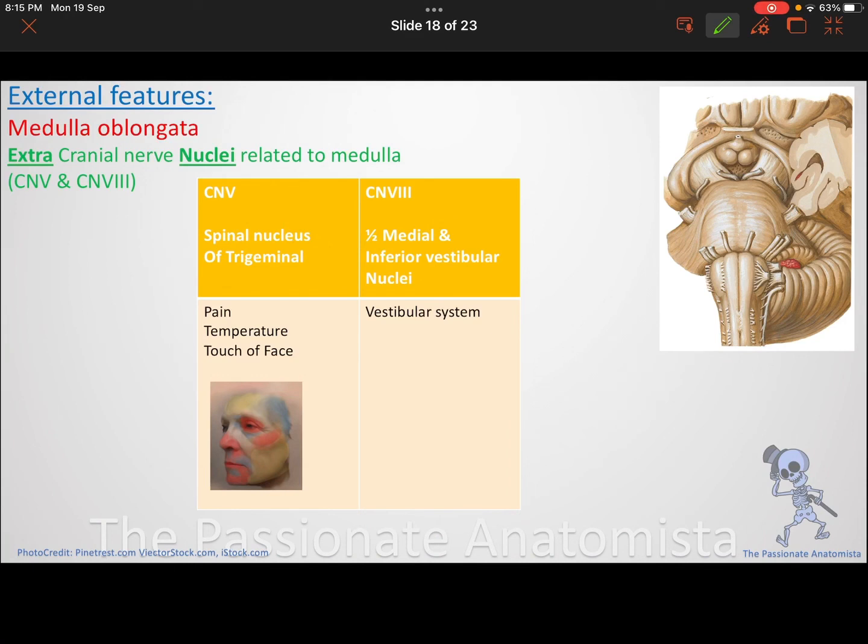What do we have here? Remember that I told you that we have two naughty cranial nerves, the trigeminal. The trigeminal is going to be for pain, temperature, touch, and pressure from your face, and the medial and inferior vestibular nuclei, because here I was listing the cranial nerve nuclei related to the medulla, and I had to make it for you in a separate slide, but I'm sure that everyone knows now. So if we have a problem in the medulla, I would expect to see a vestibular problem.